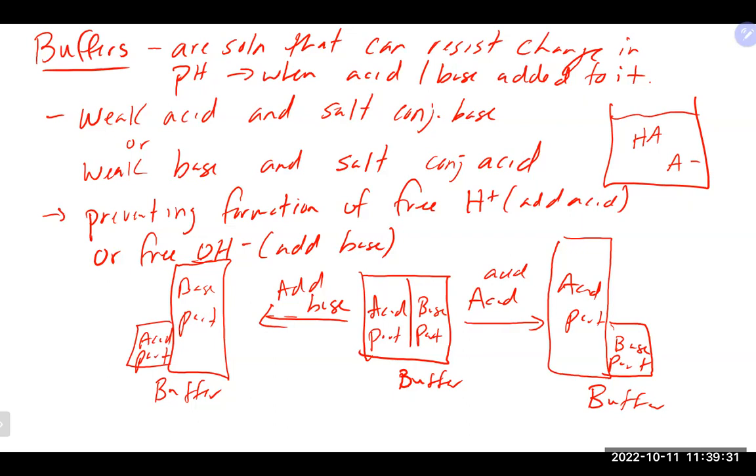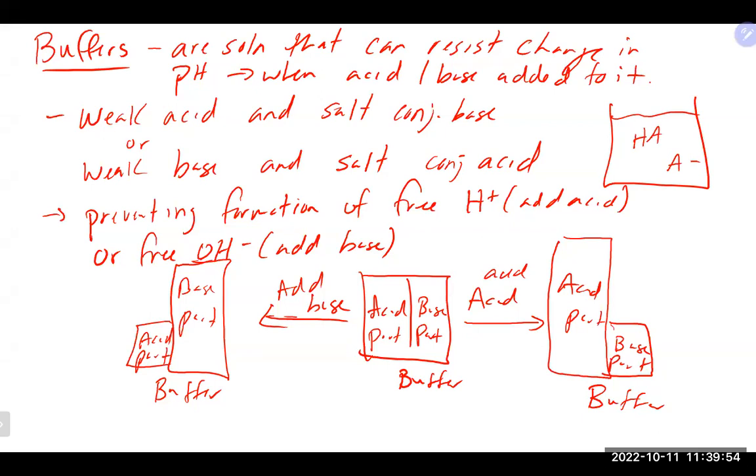As we also talked about, there is what's referred to as buffer capacity. There's a limit to how good or effective a buffer could be. If you grab something that is way too concentrated for your buffer, or if you just keep adding, for example, acid and acid, keep adding and adding and adding it, eventually you'll eat up all the base part of the buffer and it will not be able to maintain its pH.